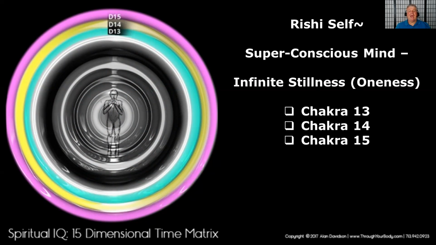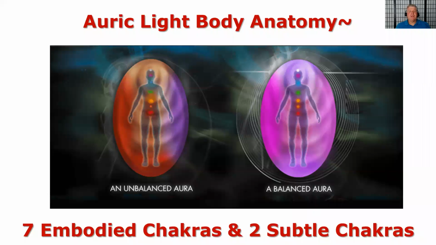So now let's look at the anatomy of your auric field. A lot of people will talk about your energy field, your auric field, and how that relates. The auric light body anatomy is the 7 embodied chakras plus 2 subtle chakras.